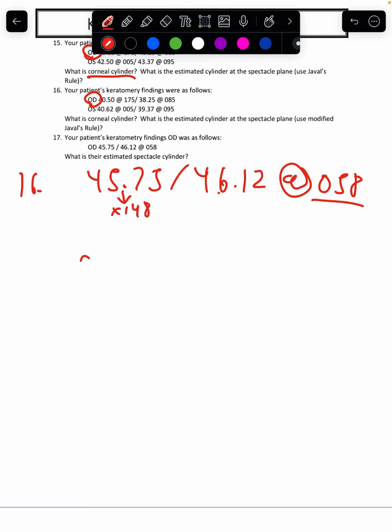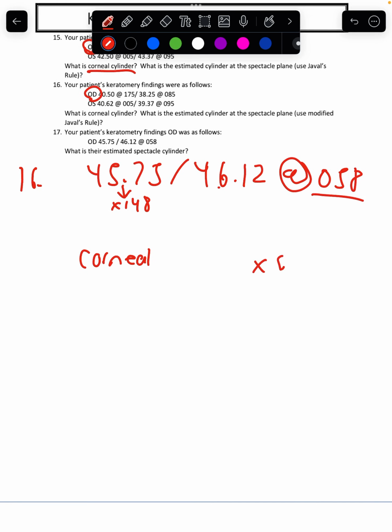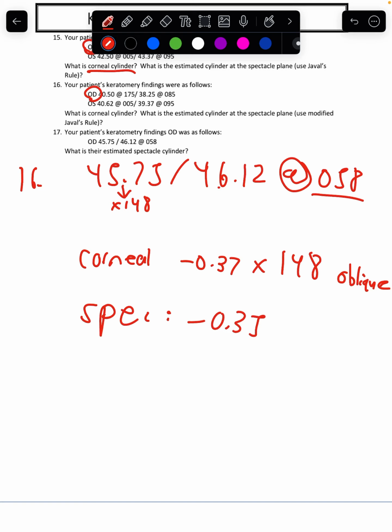So we know that the axis for our answer is going to be 148. So for our corneal CIL, it's axis 148. And now the difference between these two is 45.75 minus 46.12, which is minus 0.37. Okay, and then 148 is in the oblique range. So the corneal CIL and the spectacle CIL are going to be the exact same. So spec is minus 0.37, axis 148.